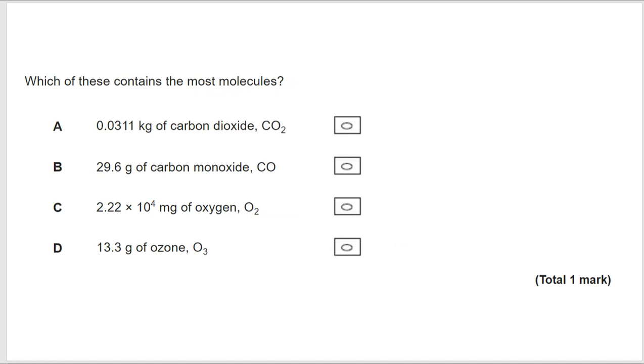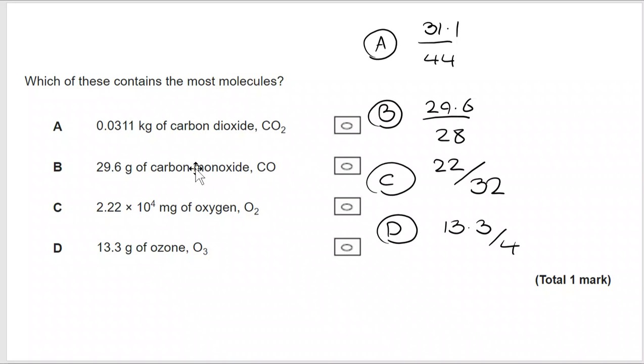And if you've gone through the other videos, you'll see there are many in this vein. Which of these contains the most molecules? So we've got a series of masses and we've got compounds that we can work out the MR. If I then go through and think about the considerations, the first thing is that you'll notice this is in kilograms, this is in milligrams, and these two are in grams. I would be converting all of them to grams.